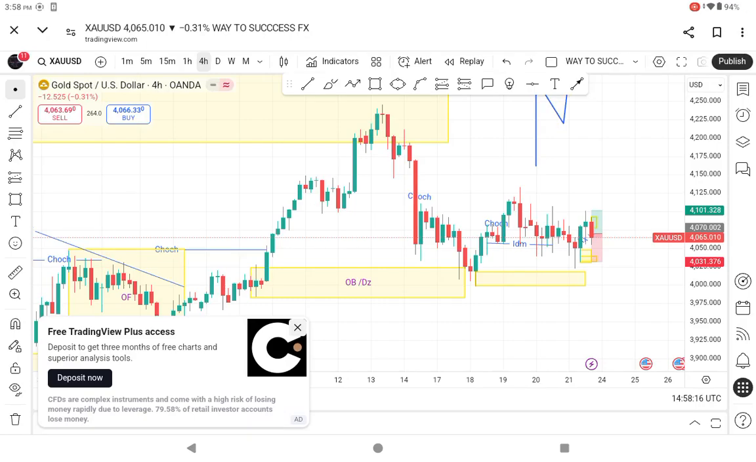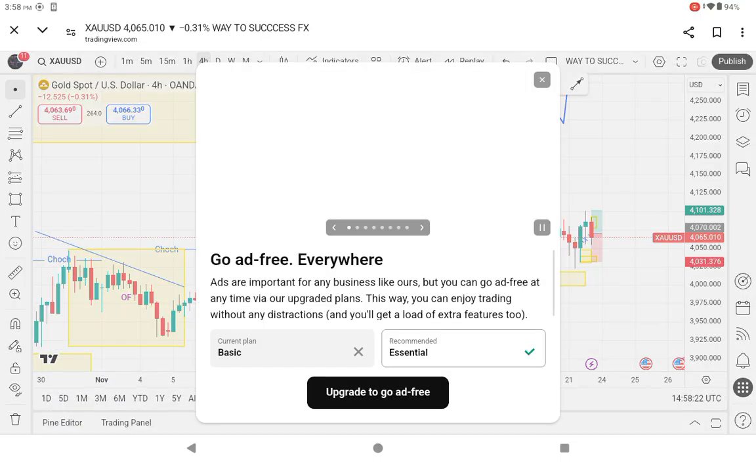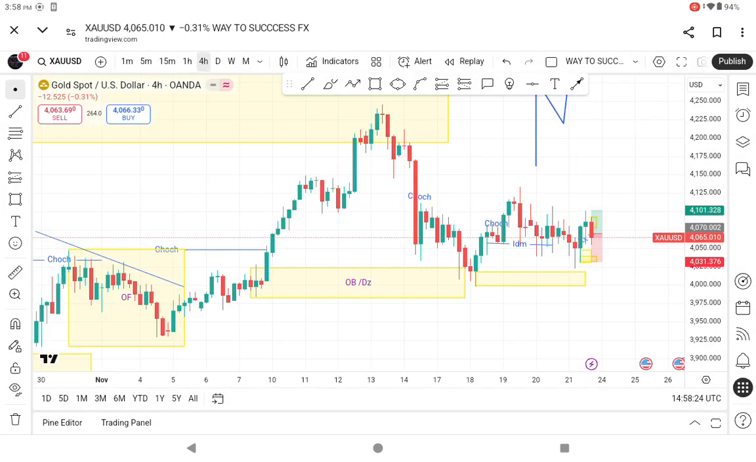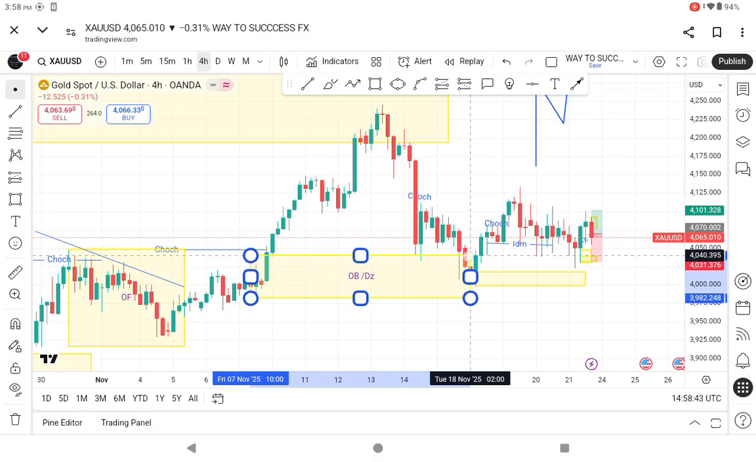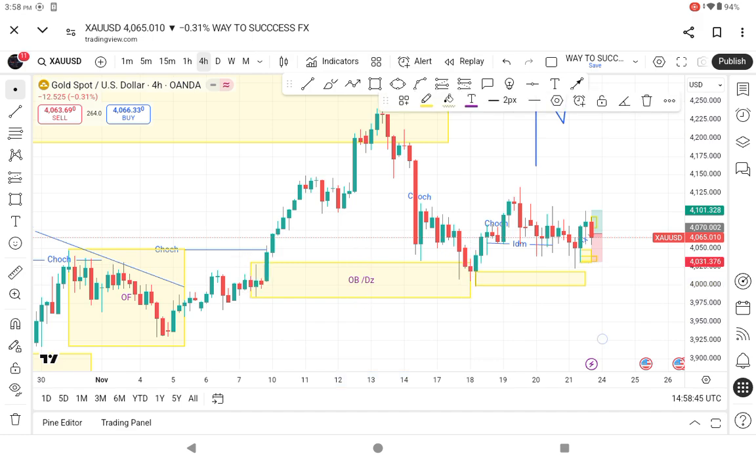Alright, so in this video I'm going to be making a quick top-down analysis on gold and what to expect going into next week trading. So if you watch my previous video, or my previous week top-down analysis, I marked all this level as a place where price will be reacting from.